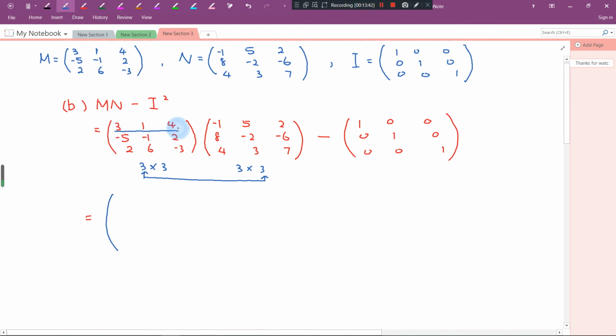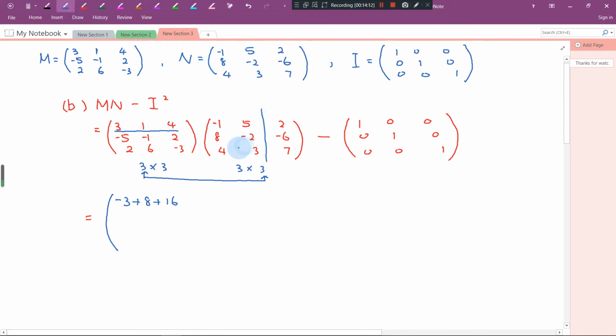Draw a horizontal line for the first matrix and a vertical line for the second matrix to guide us to do the multiplications. 3 times negative 1, you will get negative 3. 1 times 8 is equal to 8, so we just write positive 8. 4 times 4 is 16, we write positive 16. Okay, now let's go to the second column.